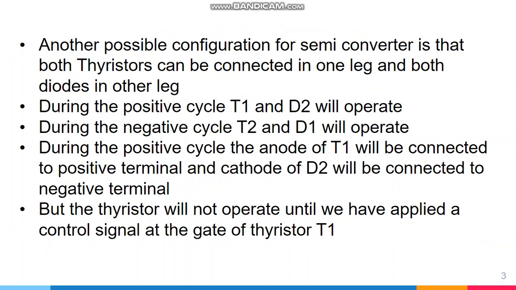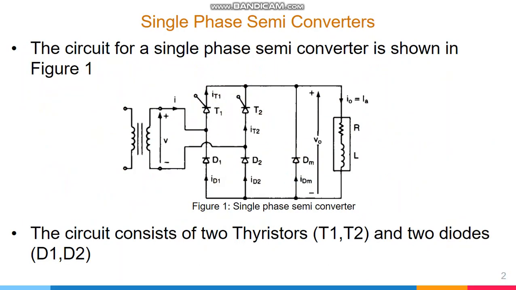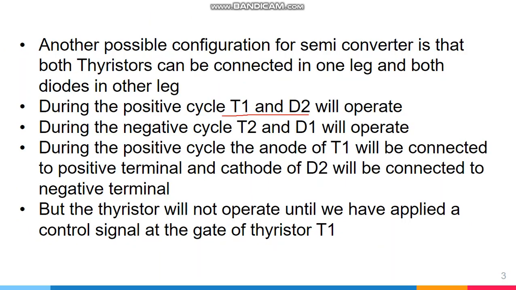During the positive cycle, T1 and D2 will operate. The path will be completed via this route in the positive half cycle, and during the negative half cycle, T2 and D1 will operate.